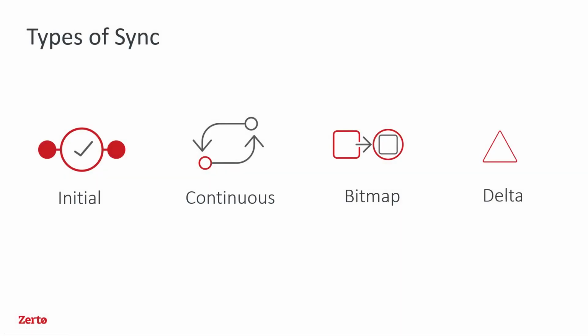Within Zerto, there are 4 different types of sync: initial, continuous, bitmap, and delta.